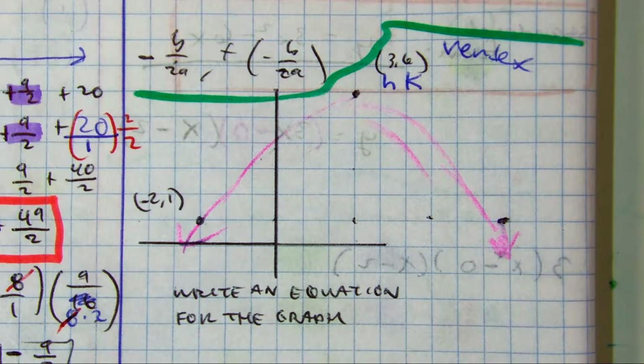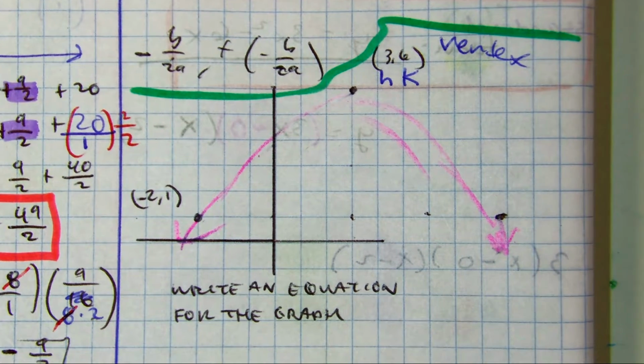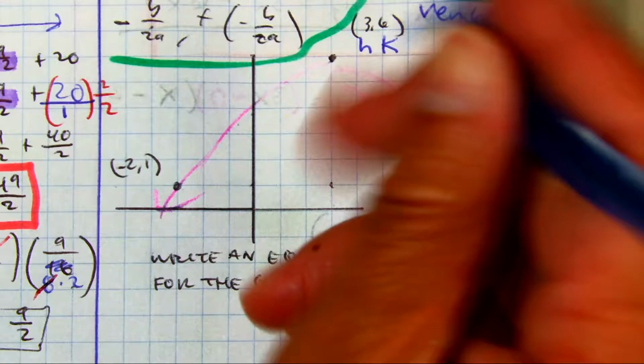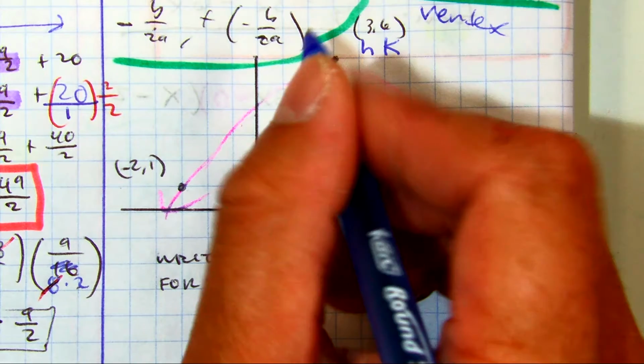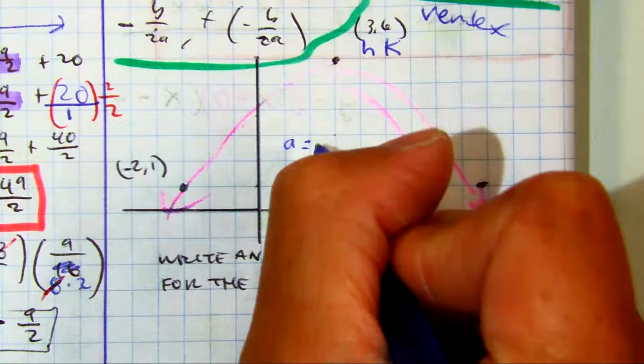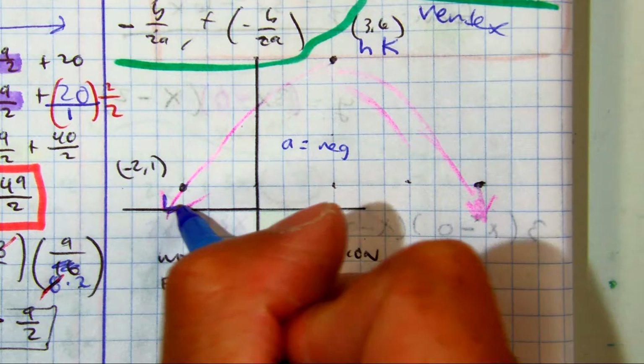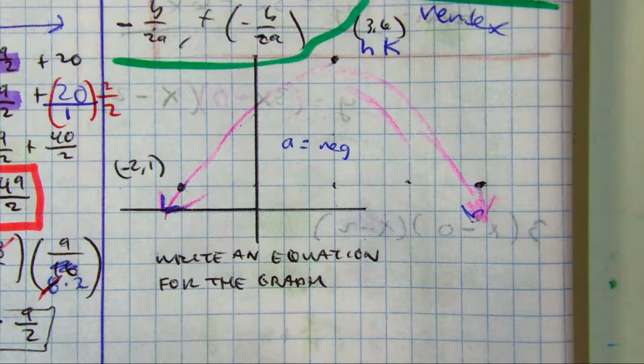What else you got in that graph? Okay, what about the concavity? What letter is that? Is it going to be positive or negative? Negative. So the leading coefficient is going to be negative. You're having a bad day, right? Frowning. Okay, what else?